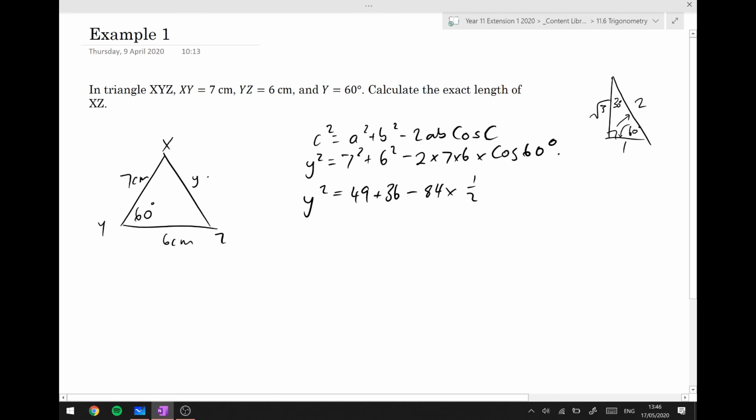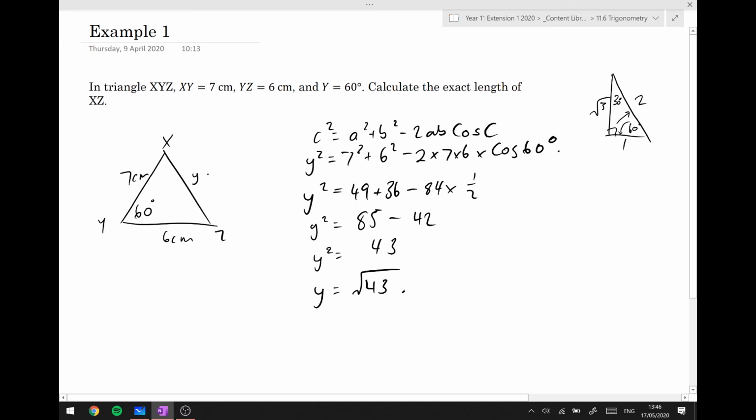So y squared is equal to this, and now we're going to put it all together so that we can get a value out. 49 plus 36 makes 85, minus 84, and half of that is just back down to 42. So y squared is equal to 85 minus 42. 5 minus 2 is 3, 8 minus 4 is 4, so 43. So y is equal to the square root of 43, and that's our exact value. So that's the cosine rule and a simple application of it.